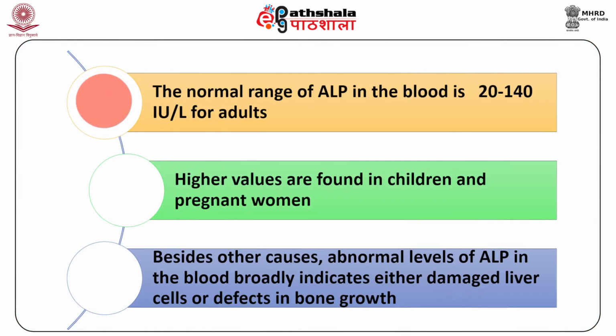The normal range of alkaline phosphatase in the blood is 20 to 140 international units per liter for adults. Higher values are found in children and pregnant women. Besides other causes, abnormal levels of alkaline phosphatase in the blood broadly indicate either damaged liver cells or defects in bone growth.